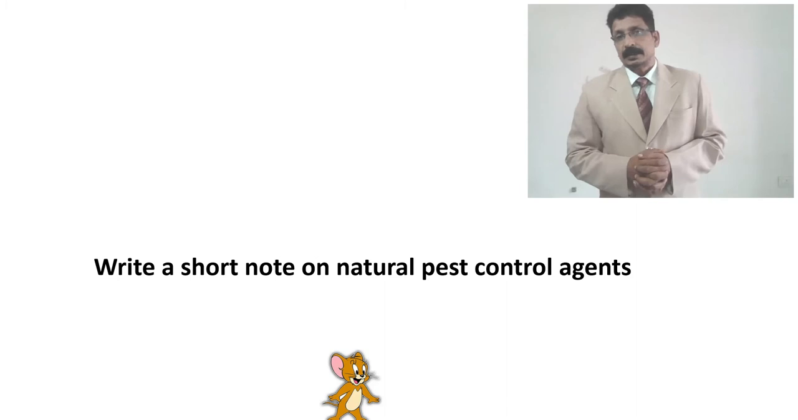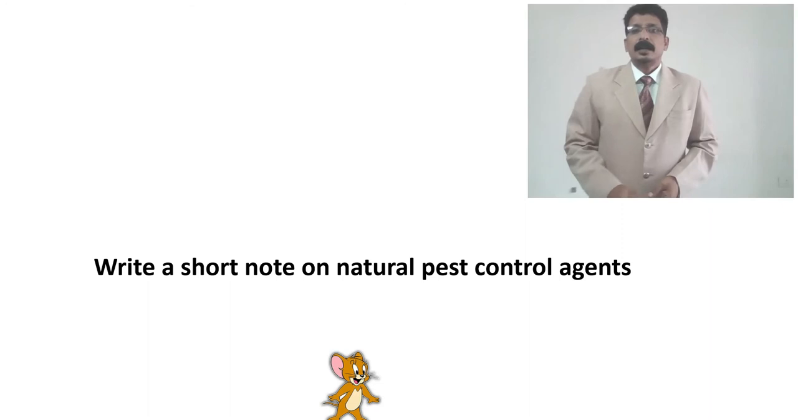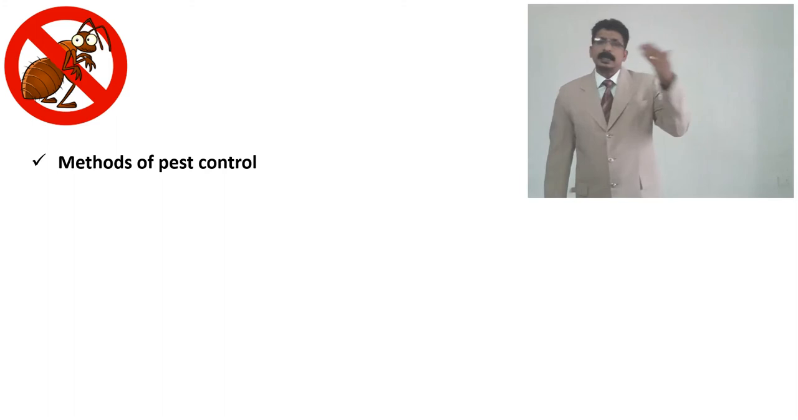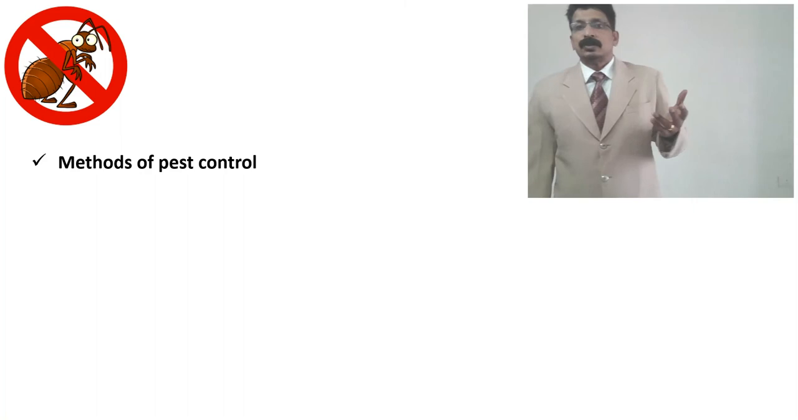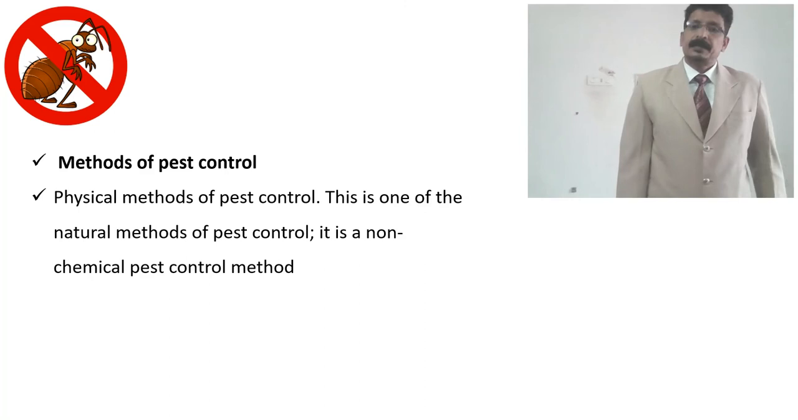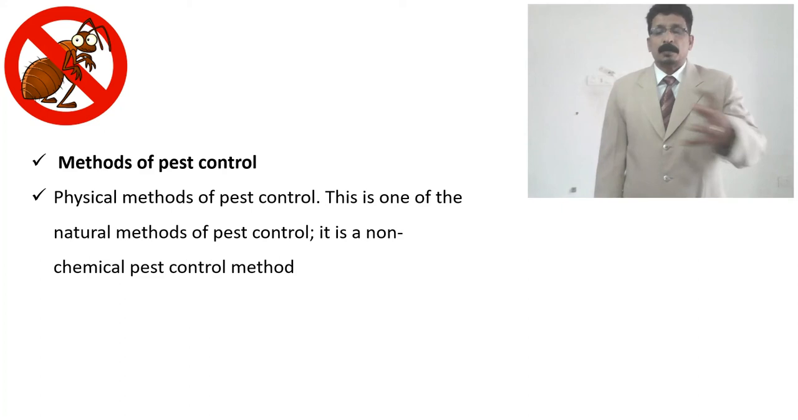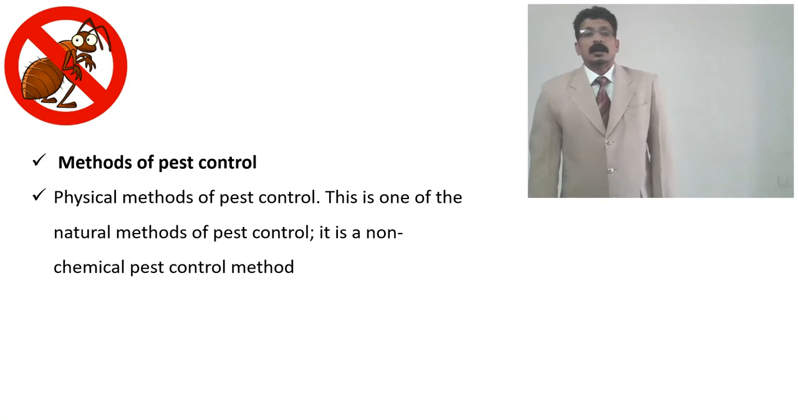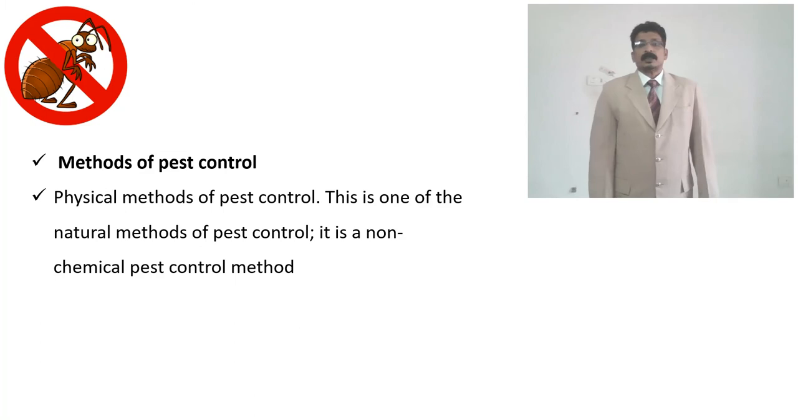So we are going to see what we mean by natural pest control. You can see here methods of pest control. There are mainly three types. Even the cultural pest control also comes under the natural type, but anyhow we'll see. First one is the physical method. We can just remove the particular pest from the area, even rodents can be caught by various physical methods, and even insects can be removed by physical methods. That's what we are telling about the physical method of pest control. This is one of the natural methods of pest control. It is a non-chemical pest control method.